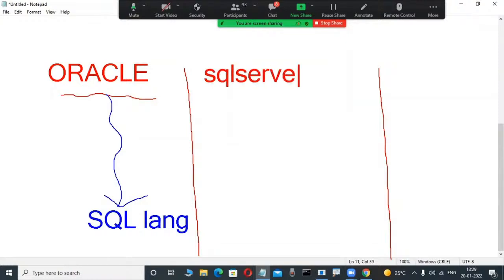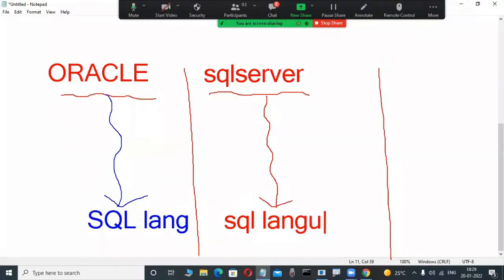Some employees are working on the SQL Server product. That is also a database product, same as Oracle, but to operate that SQL Server they use one language only. What is that language? SQL is a language. Again, many people in my company use MySQL, a relational database product.